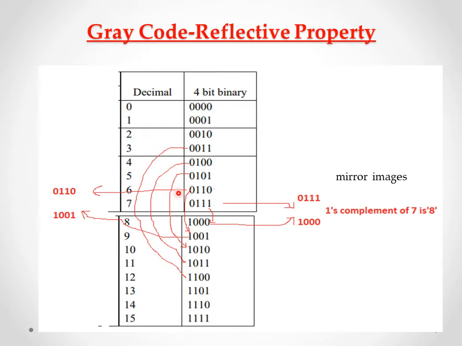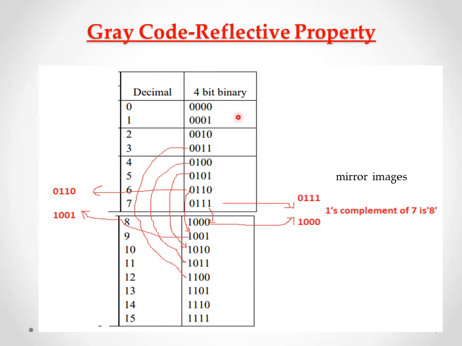And next, if you take the 1's complement of 6, that will give the answer 9. Then if we take the 1's complement of 5, it will give 10. Then the 1's complement of 4 will give 11. So this is called the reflective property, and we also call it the mirror image.